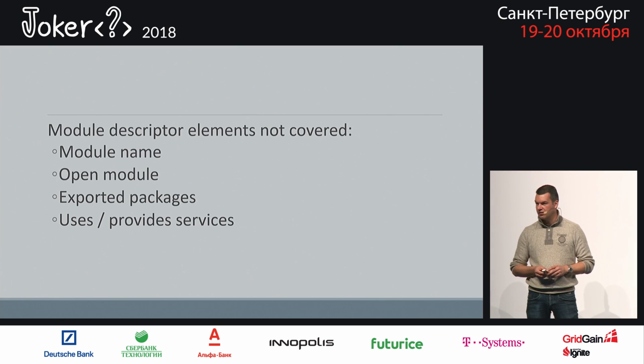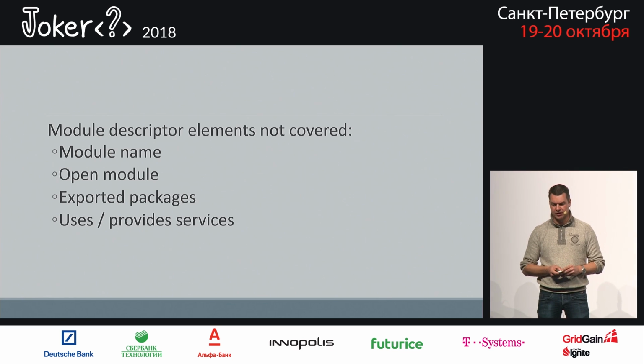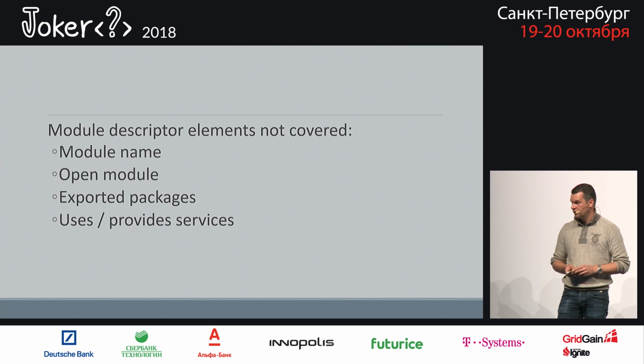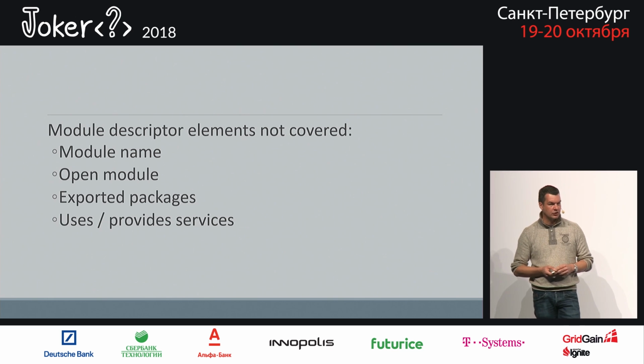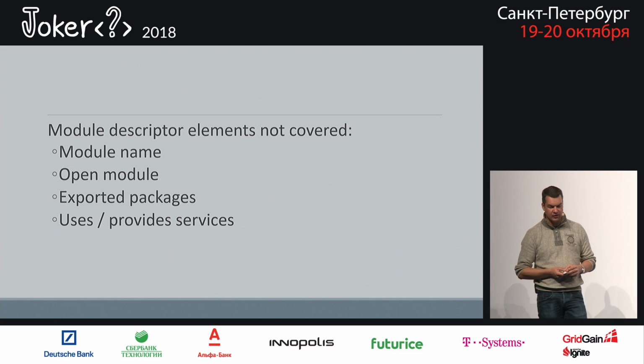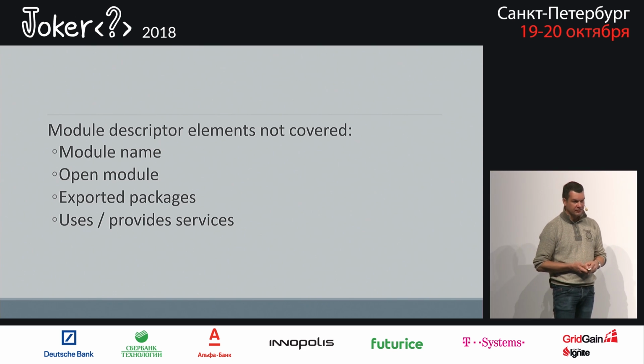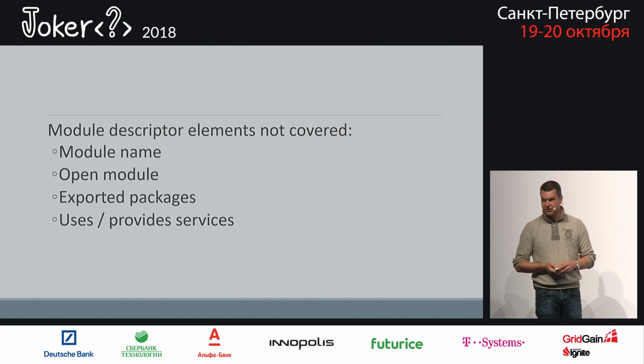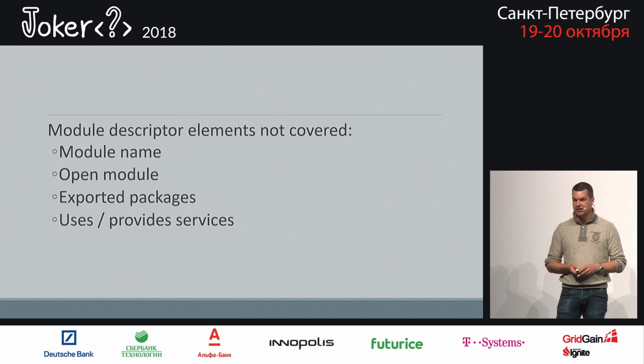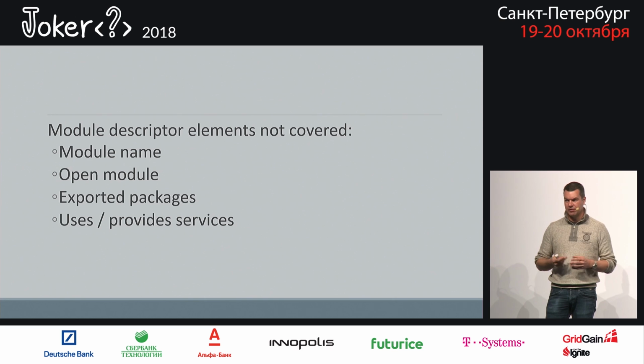Then there are many more elements in the module descriptor. So how would you specify the module name? How would you specify that the module is open? How would you specify which packages are exported? And also, how about the uses and provides mechanism to specify the services? There's just no option to detect it by Maven. This is really manual stuff you need to do yourself.